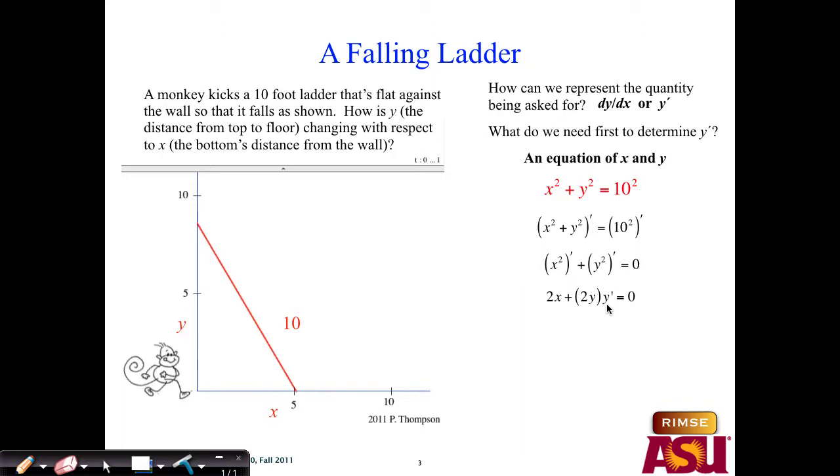X squared's derivative is 2x. A function squared, when I take its derivative, is 2 times that function, and then by the chain rule, times the derivative of that function with respect to x. Or, as we said, it's not actually a function, but it turns out the same. So in any case, doing the same solving we did before, y prime would be negative 2x over 2y, which simplifies to negative x over y.